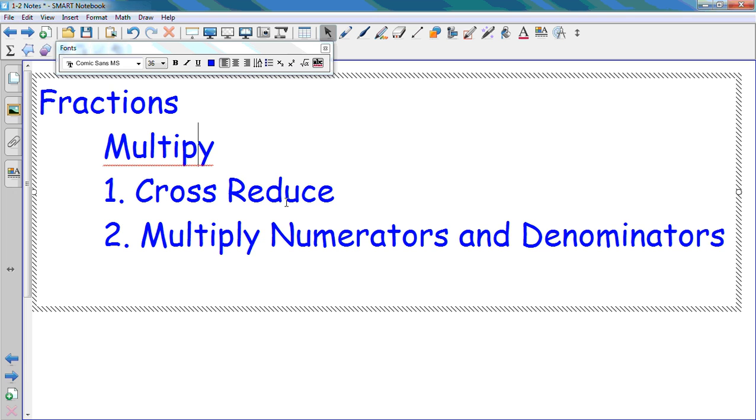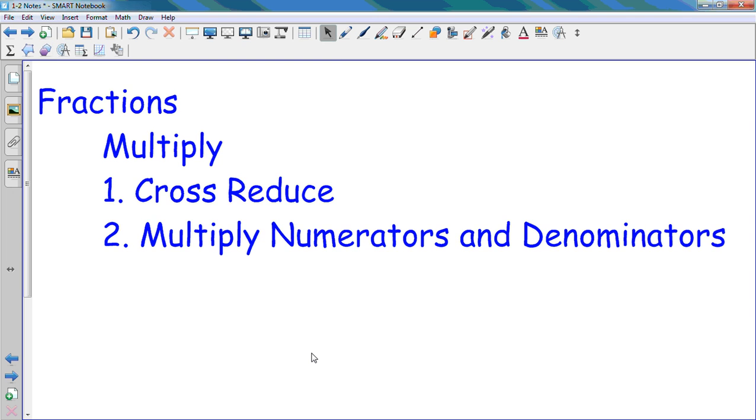I forgot L. Multiply. First step, cross reduce. Okay, first step is you're going to cross reduce. Second step, multiply the numerators and then multiply the denominators.